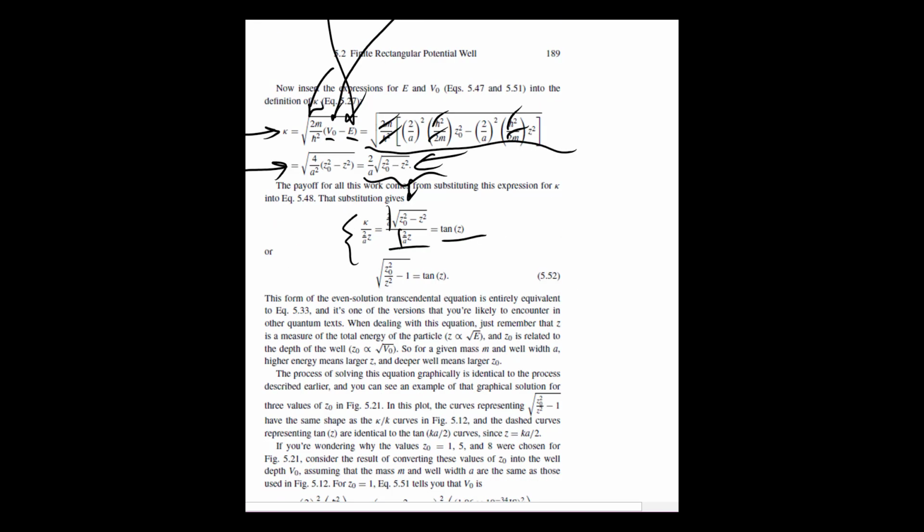When we cancel these 2 over a's and bring z up inside, it looks like this. So we've turned our even solution transcendental equation into this. And that's a version you are very likely to see in other quantum texts. So when you look at it, just remember, z is a measure of the total energy of the particle, and z0 is related to the depth of the well, V0. So if you have a given well and a particle of a certain mass, higher energy means larger z, and deeper well means larger z0.